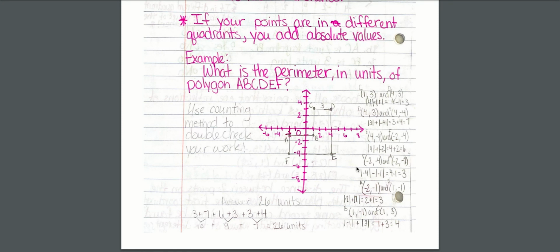Down here we have A and B. A and B are in different quadrants, okay, which means we must add. So absolute value of negative 2 plus absolute value of 1 equals 2 plus 1, which equals 3. B and C is absolute value of negative 1 plus absolute value of 3, because B and C are in different quadrants. And we get 1 plus 3, which is 4.